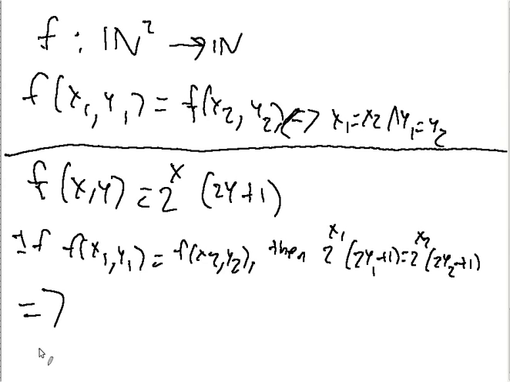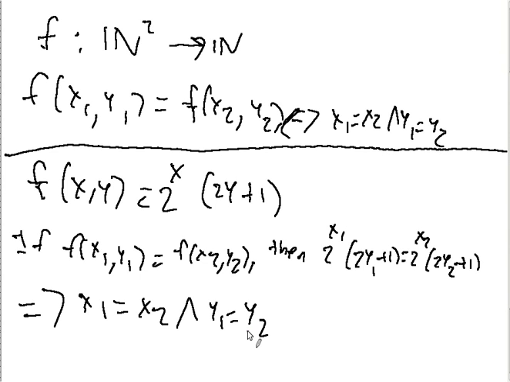by the fundamental theorem of arithmetic, and specifically the uniqueness of this decomposition, that x1 equals x2, because both sides have the same number of factors of 2, and therefore y1 equals y2, because once you get rid of all the factors of 2, both sides are 2y1 plus 1 on the left and 2y2 plus 1 on the right, which means y1 equals y2. So we've now found a one-to-one function that takes pairs of natural numbers and spits out natural numbers.